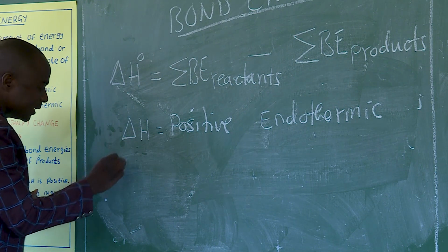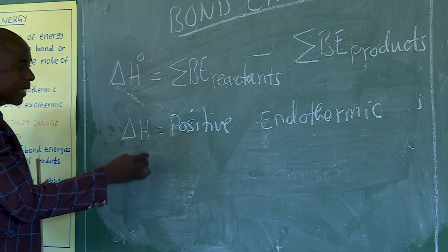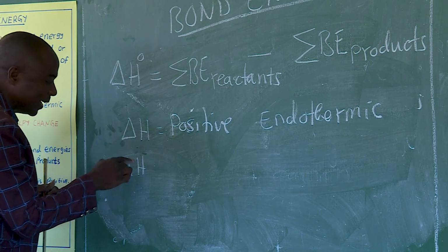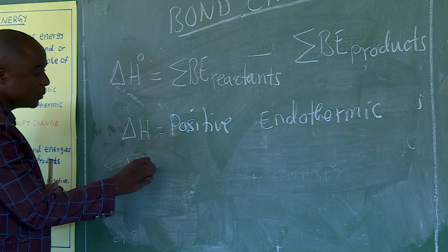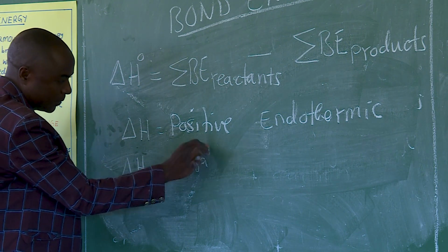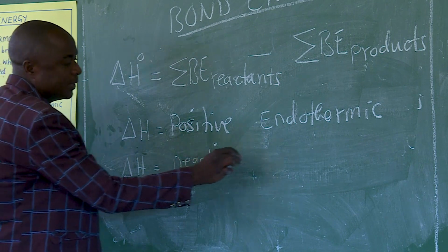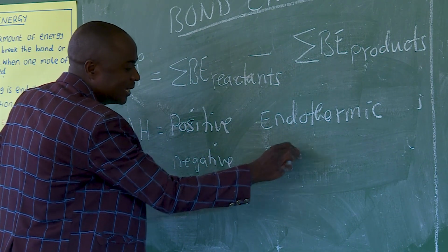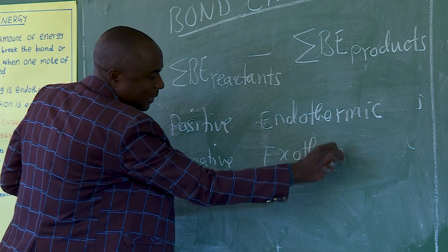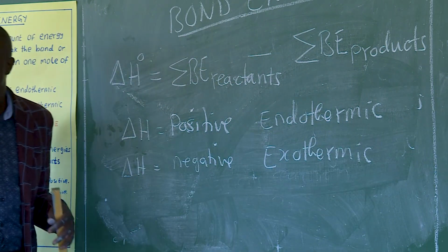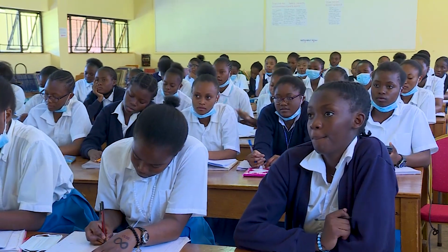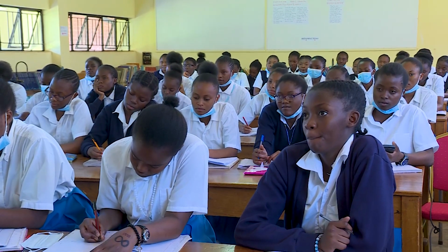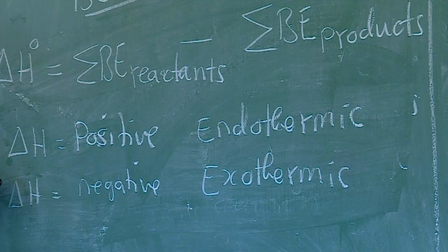Then delta H for an exothermic reaction. If you find the delta H to be a negative value, it simply means that it is an exothermic reaction. Are we getting those two concepts? Yes, sir. If delta H is positive, it means it is endothermic. And if delta H is negative, it means that is an exothermic reaction.